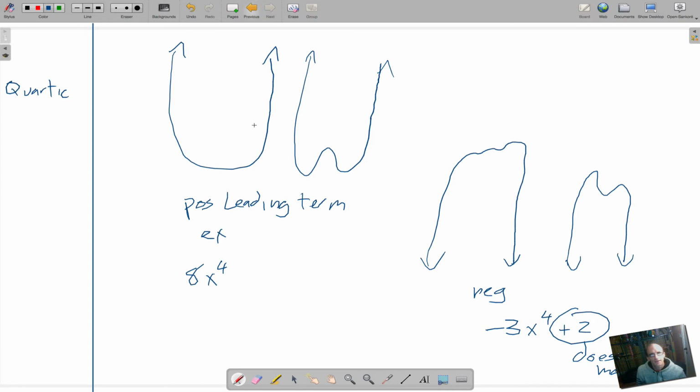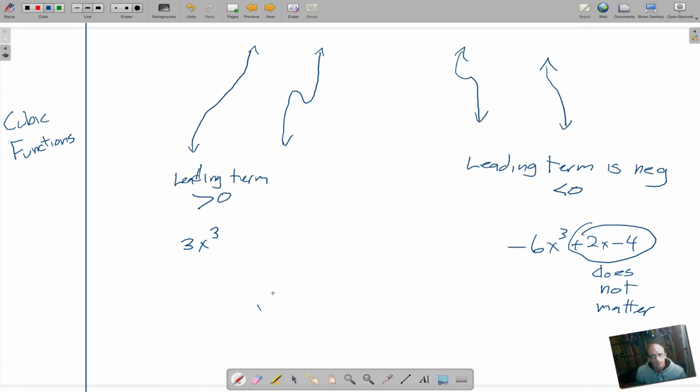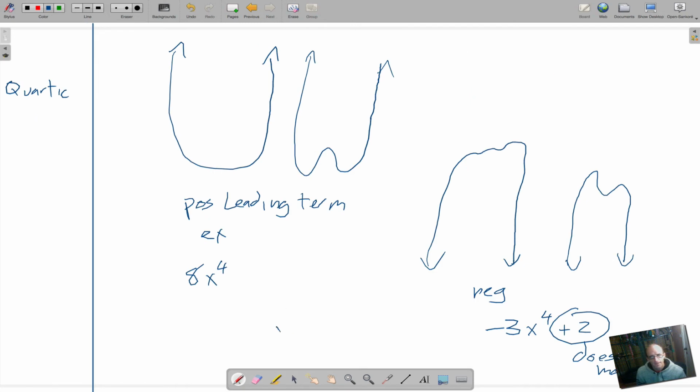Actually, I'm going to back up for 1 second. This is effectively all odd functions. So x cubed, x to the fifth, x to the 11th, x to the 99th, they'll all have these general shapes. They will get messy in here, but otherwise the end behaviors will always be the same. And this is for all even functions: x to the fourth, x to the 10th, x to the 16th.